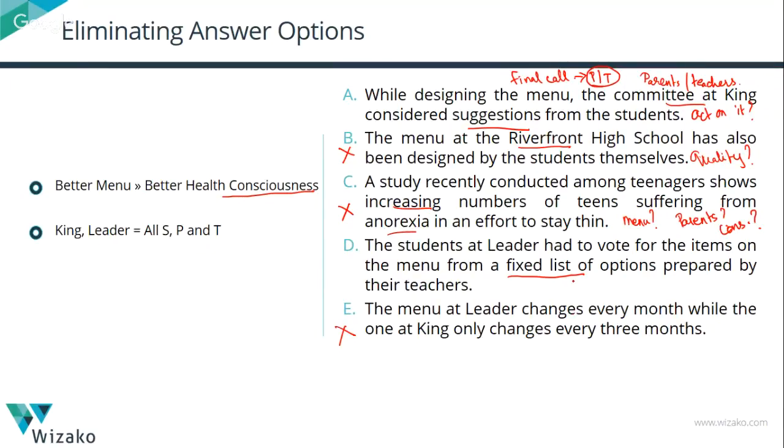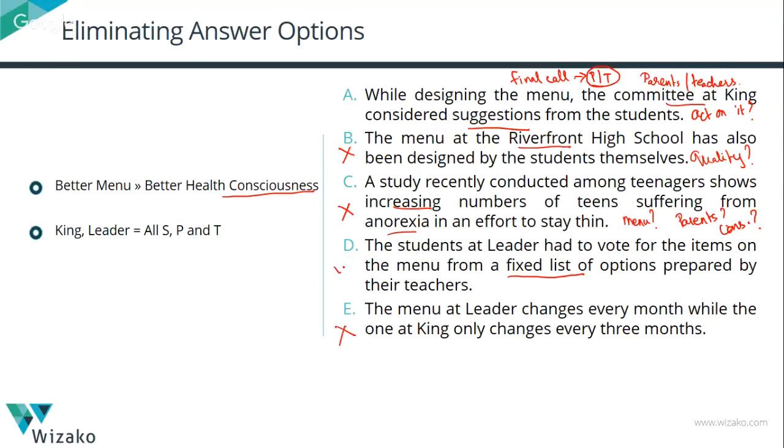But in D, if the students at leader are voting from a fixed list of options prepared by their teachers, where does the opinion of the students come into picture? If all the choices given by the teachers were healthy ones and the students had to choose from it, the health consciousness of the students is not being depicted by the menu. It's actually options that were given by the teacher.